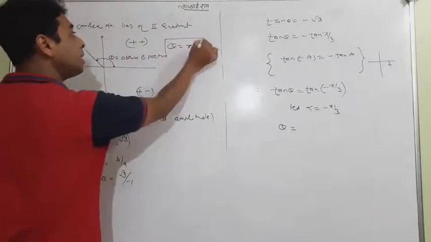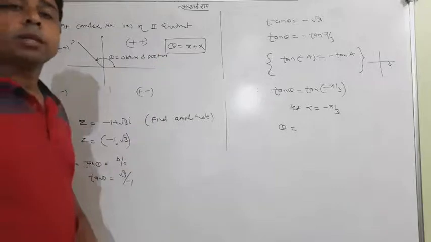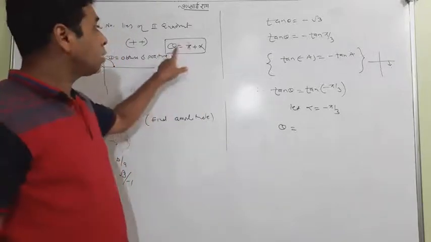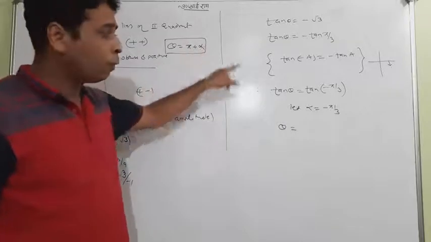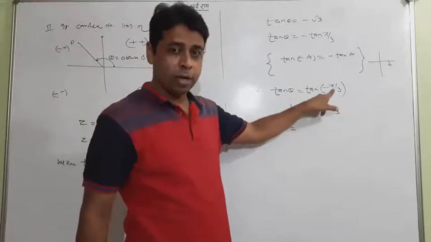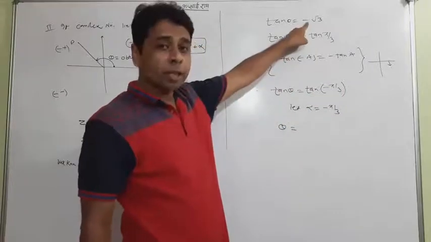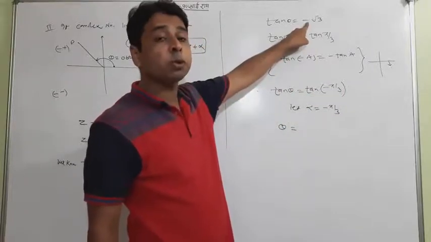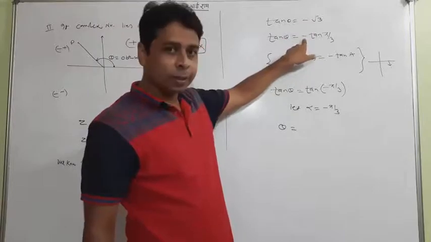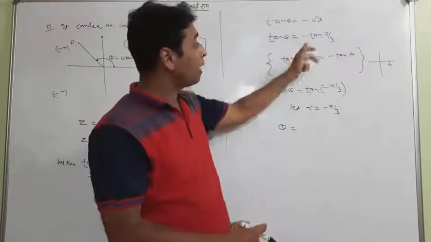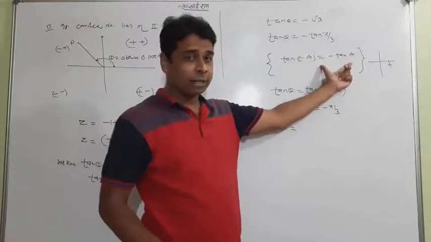Keep in mind the idea: whenever the point of the complex number lies in the second quadrant, your theta is always pi plus alpha, and alpha is always counted for this point. How can we go through this? Look again. The initial situation was this one. I wrote this one. I eliminated the minus from there by using tan(-a) = -tan a.